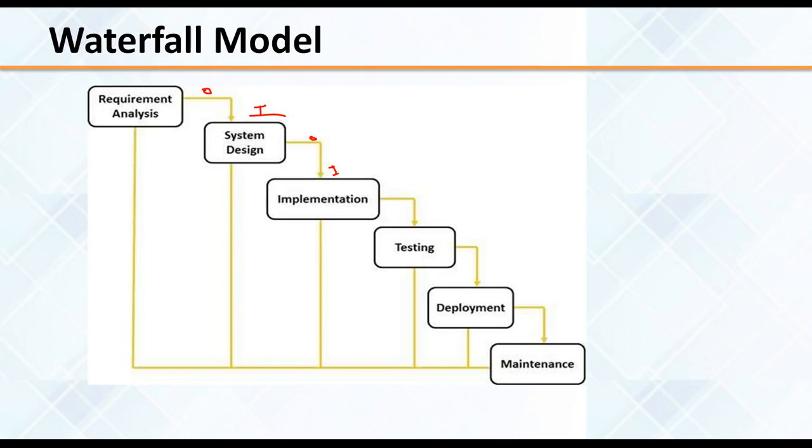Once a phase is completed, only then can we move forward to the next phase. Once the design phase is completed, implementation will start. Once the implementation is completed, testing will start. This is the way the waterfall model works. If you understand this, there are major drawbacks here.